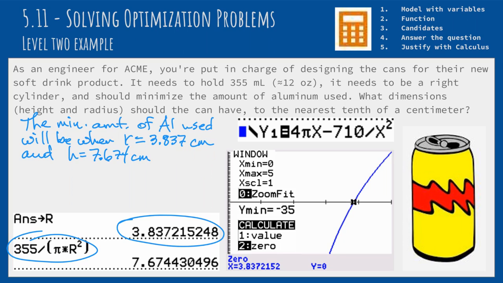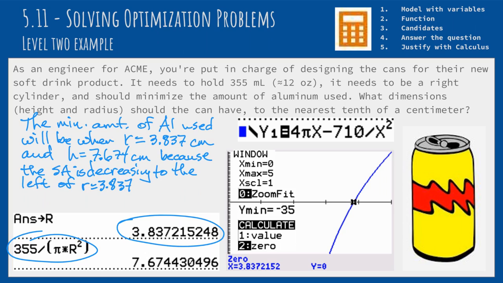centimeters. And then remember, we need to justify using calculus. So in this case, we're going to say because the surface area is decreasing to the left of r equals 3.837 and increasing to the right.